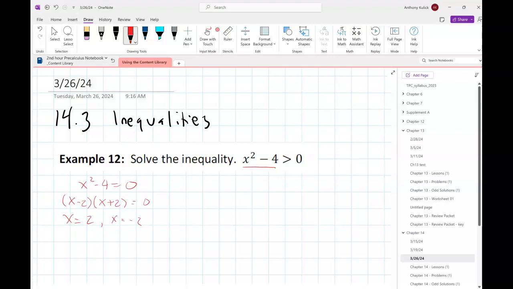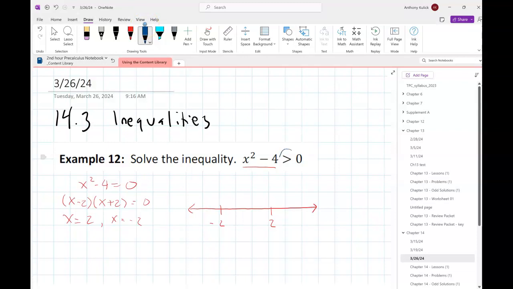Now, keep in mind, I'm not solving an equation. I want to solve an inequality. There's going to be infinitely many answers to almost any inequality. So to sort that out, to be able to write my intervals that represent my answers, what I'm going to do is draw something called a sign diagram. I'm just drawing a number line, and I'm going to put my zeros on the number line.